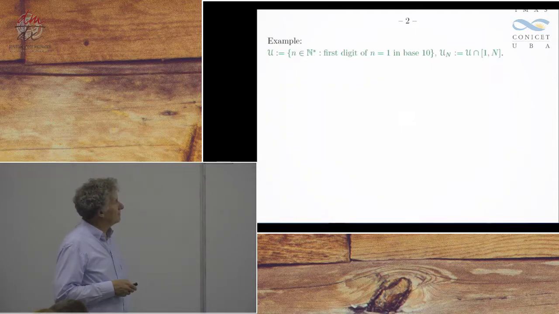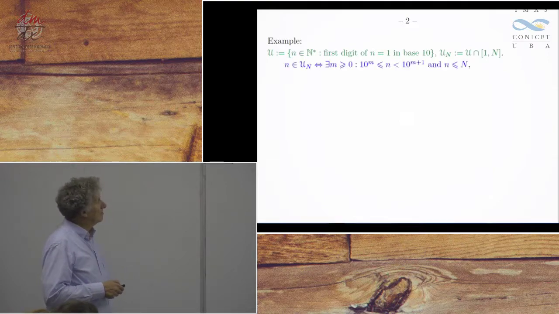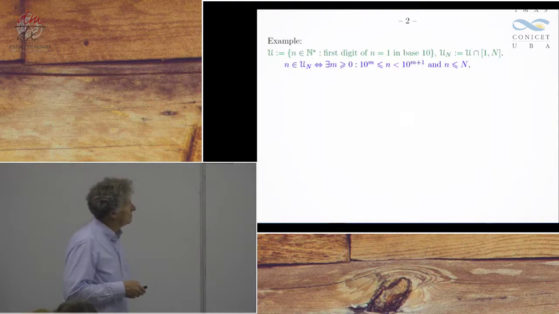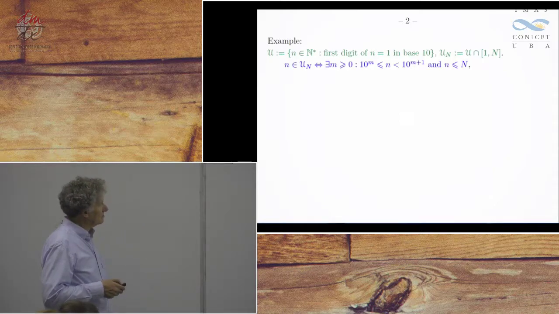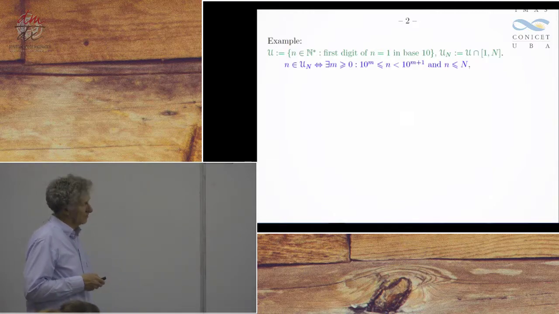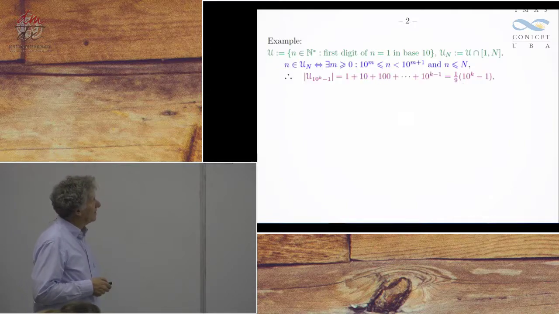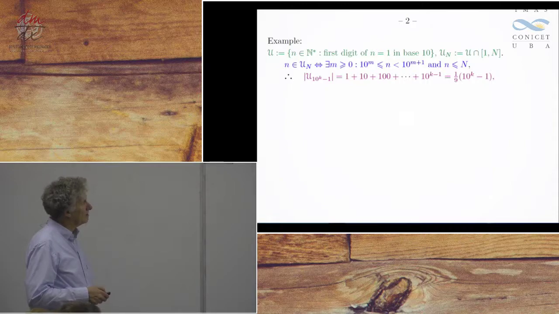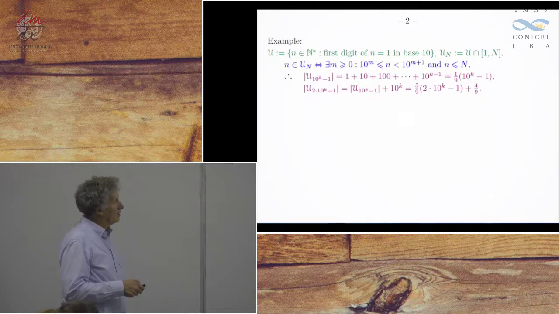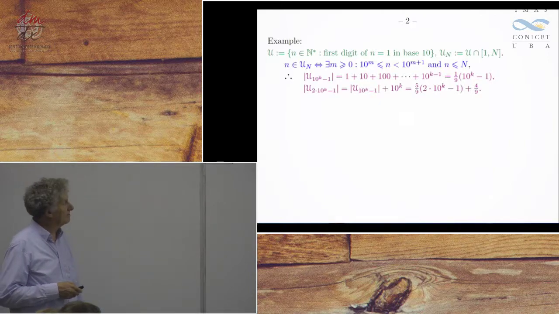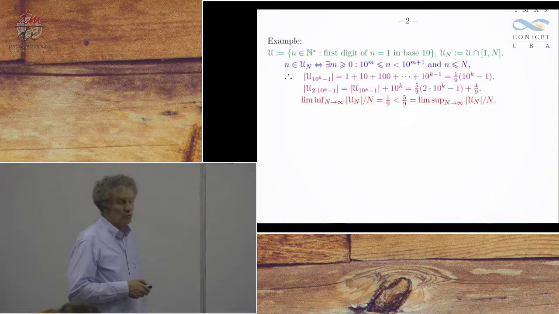Now, just to give quickly an example of a set which has no density, take the set of integers for which the first digit in base 10 is equal to 1. So this is a number between two powers of 10. We have a simple criterion for determining which numbers are in this set. We find that if you stop at just 10 to the k minus 1, you have a density of essentially 1 over 9. But if you stop at 2 times 10 to the k minus 1, then we have a density which is essentially 5 over 9. Therefore, the lim inf is 1 over 9, the lim sup is 5 over 9, and there is no density.